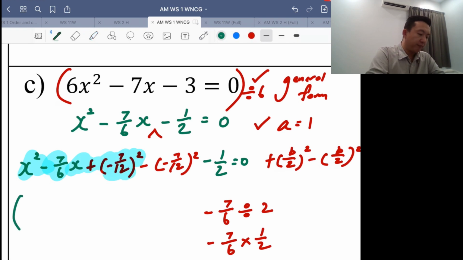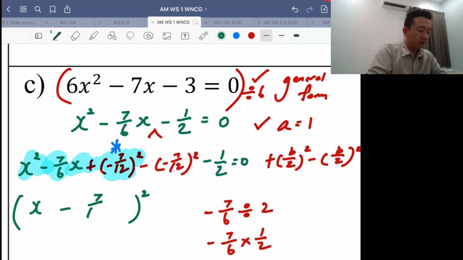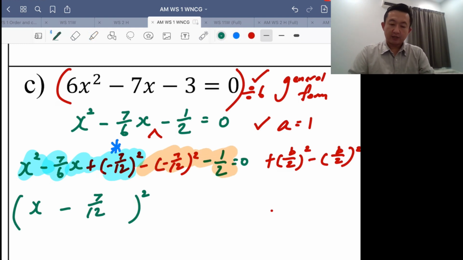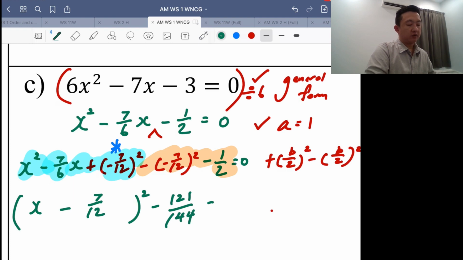Okay, nice. And now, remember, we are changing the first three terms into a big bracket, a perfect square. Always start with x because the unknown is x. And then what's written in the bracket over here. So we have x minus 7 over 12. Okay, and this is the part where you leave everything to your calculator. So make sure you type in correctly, negative 7 over 12. Always put brackets when you have a negative value. So we have negative 121 over 144 equals 0.